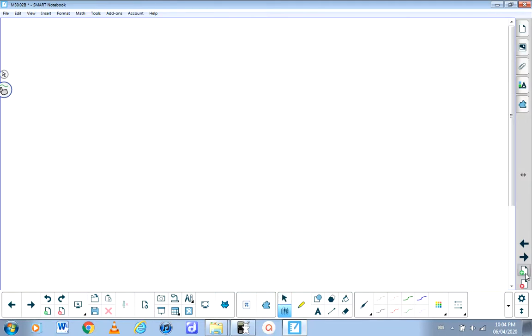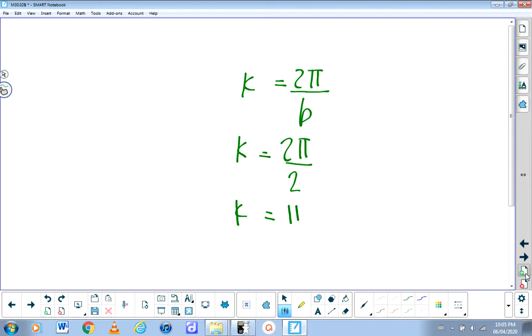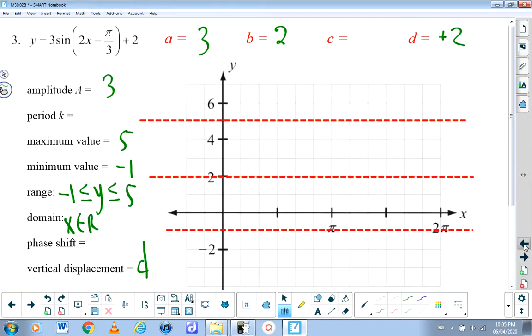Do that right now. The period will be 2 pi over b, but b is 2. So 2 divided by 2 cancels. The period is pi. We can put that in the chart. The only thing that's a little bit different here is c. c is not pi over 3. c is pi over 6.